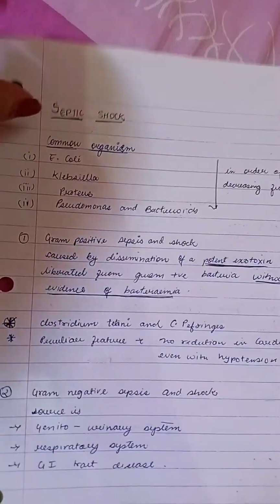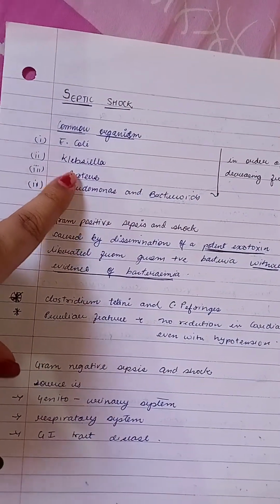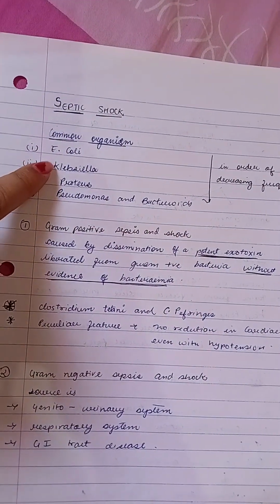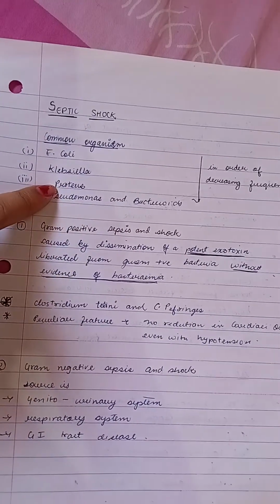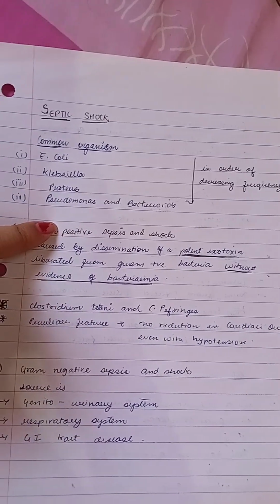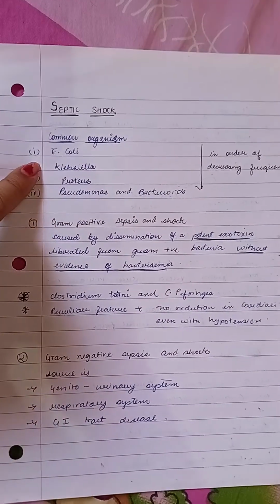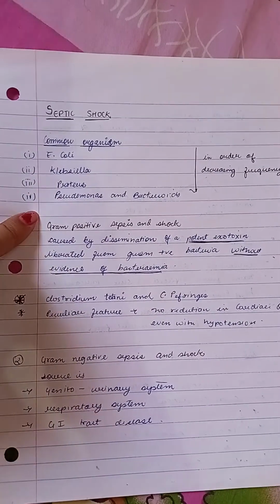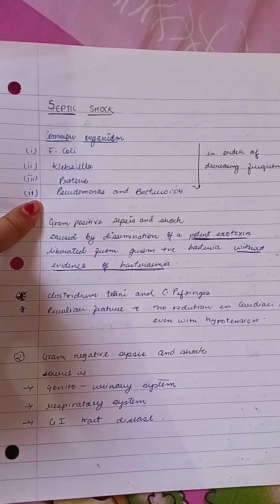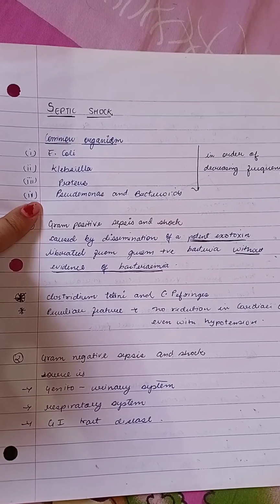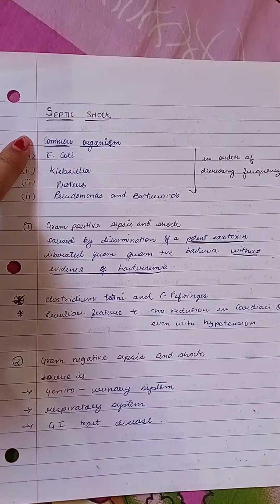Now coming to the common organisms of septic shock. Mostly gram negative: E. coli, Klebsiella, Proteus, Pseudomonas and bacteroides, in order of decreasing frequency. The most common is E. coli and the least common are Pseudomonas and bacteroides. These are the organisms causing septic shock.